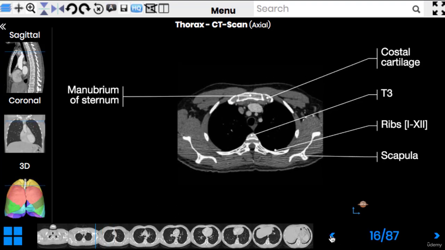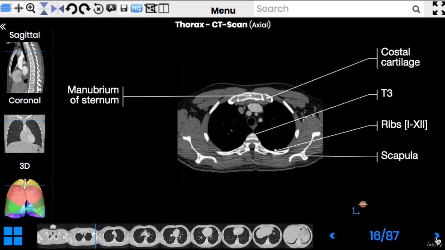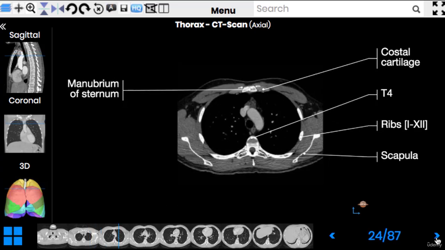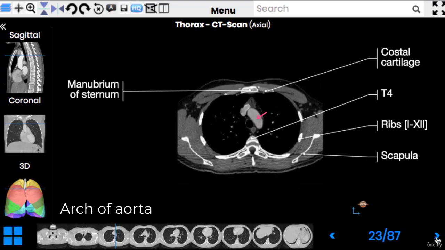The other three vessels just behind the brachiocephalic veins are our brachiocephalic trunk on the right side, the left common carotid artery, and the left subclavian artery. And you can see how they converge and continue with the arch of the aorta, which is right here.